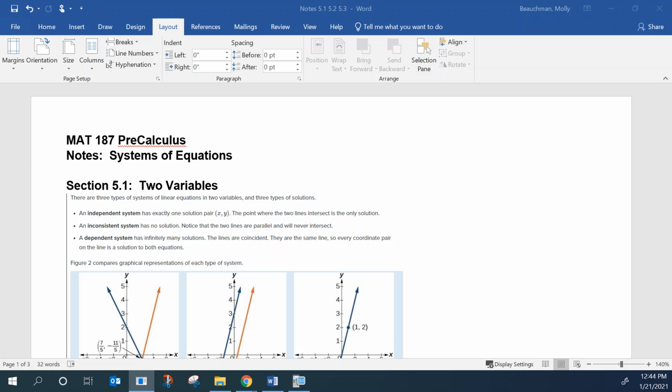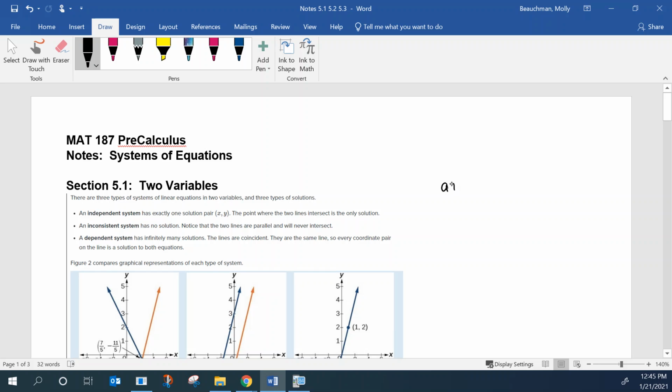In this video, we'll take a look at solving systems of equations. The first section, section 5.1, is solving a system of equations in two variables. So the types of problems that look like two linear functions, ax plus by is equal to c, and then dx plus ey is equal to f. So two linear functions have, in terms of x and y, to the power of 1.